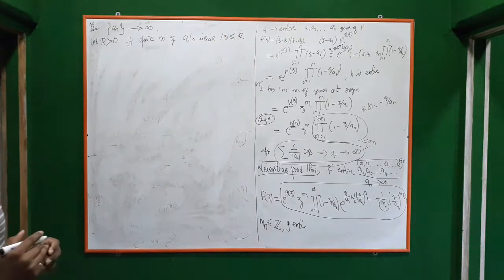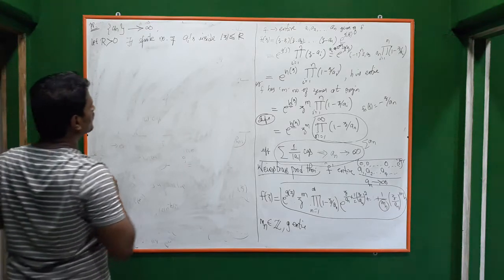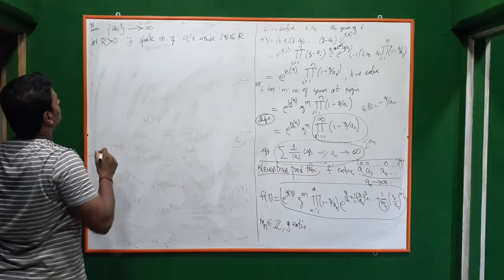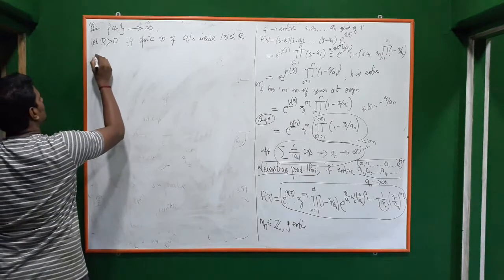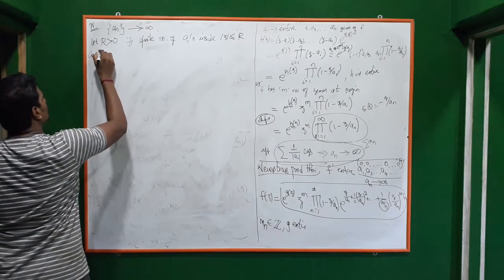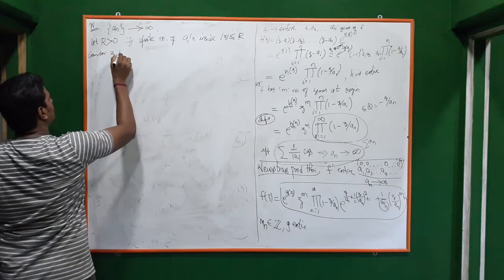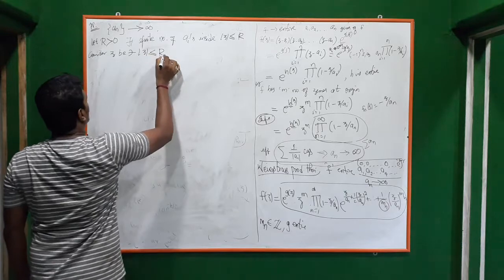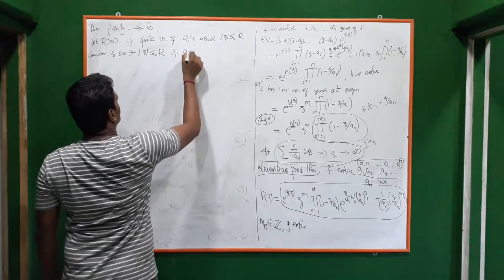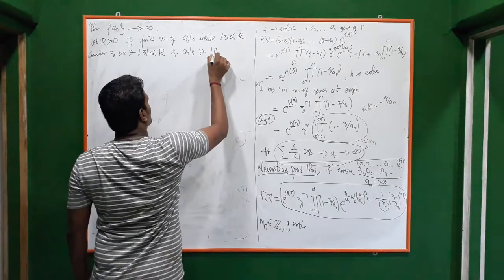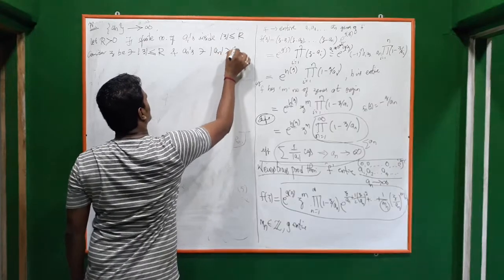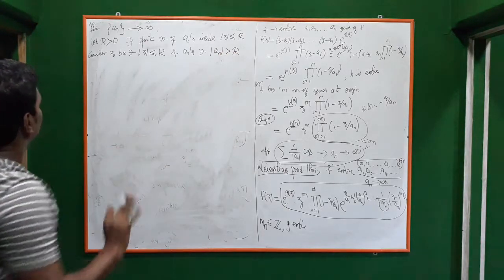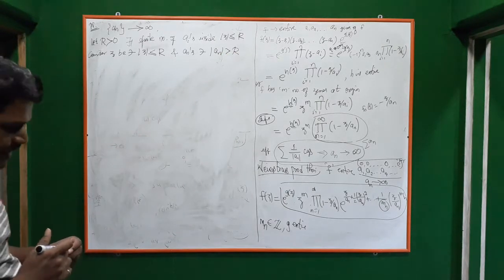Correct? Because of the diverging, there will be only a finite number of a_i inside |z| ≤ R. Correct? Then consider z such that |z| ≤ R and a_n such that |a_n| > R. There is some reason behind that, we will see why we are taking that.